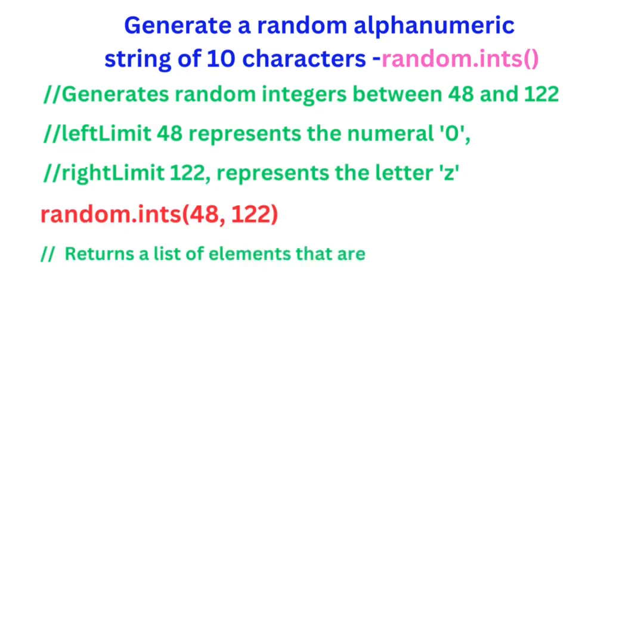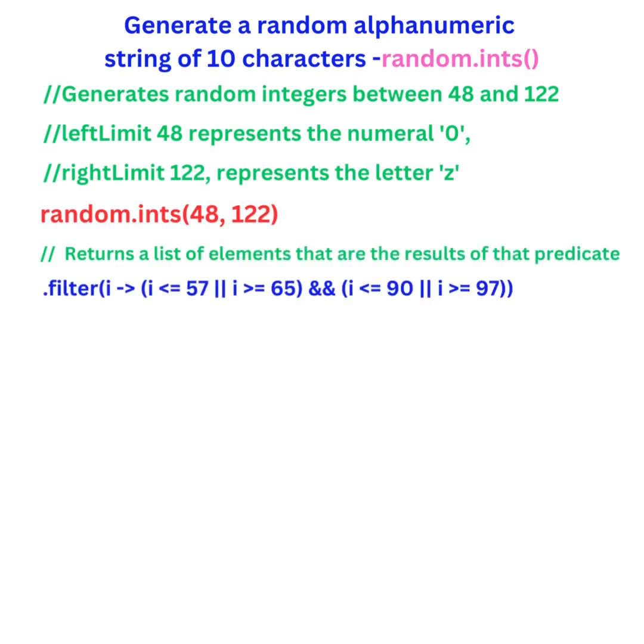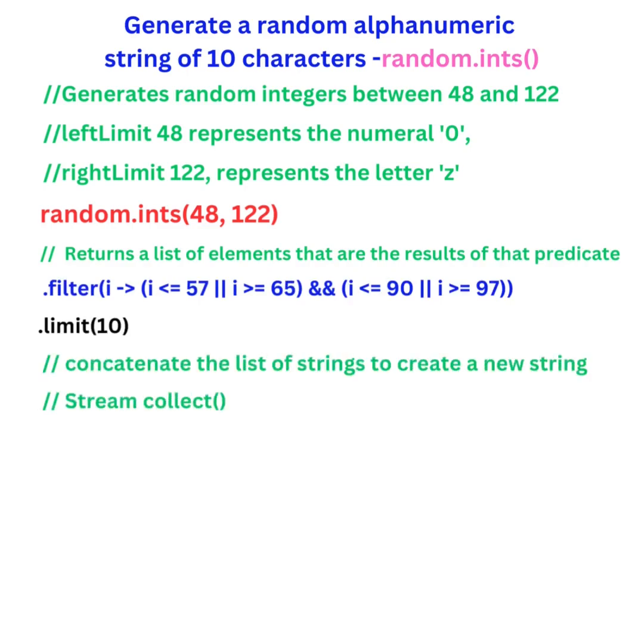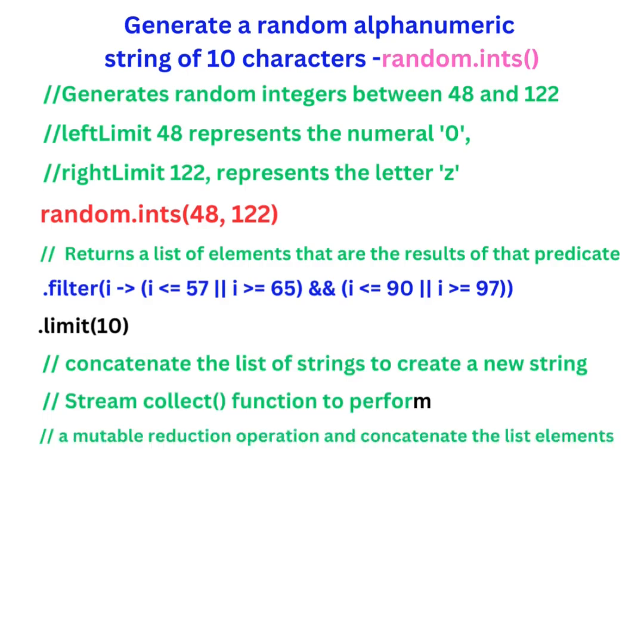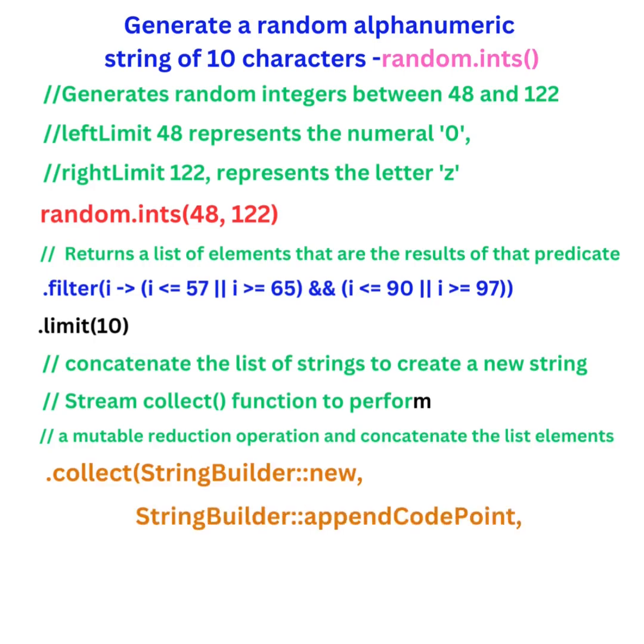Left limit 48 represents the numeral 0. Right limit 122 represents the letter z. Next, stream.filter method. It returns a list of elements that are the results of that predicate. That is here, no special characters will be there. Then, stream.collect method is used to concatenate the list of strings to create a new string.